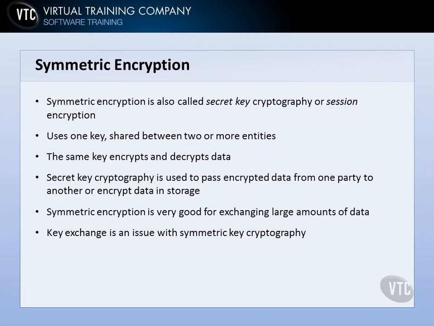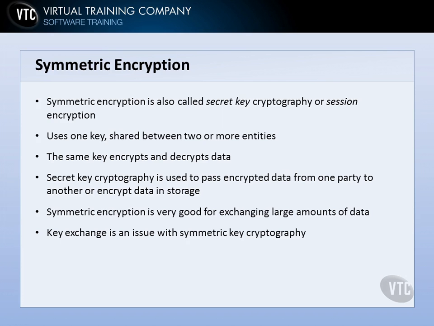Now, you may hear symmetric encryption referred to as secret key cryptography, or you may hear things about session keys or session encryption. That's really symmetric encryption, just different names for it. Now, the thing about symmetric encryption is it uses one key that's shared between two entities. That's why it's called symmetric, because it's only one side, if you will. Now, think of this one key like a password to an encrypted file. If someone encrypts a file and sends it to you, they know the password. In order to decrypt it, you have to have the same password, and that's the same key. So the same key encrypts and decrypts the data.